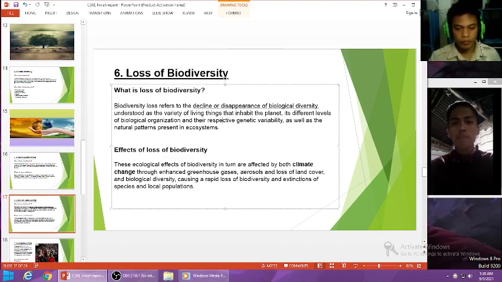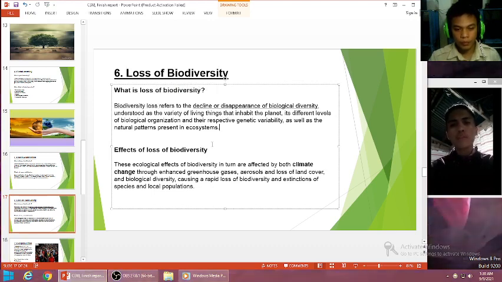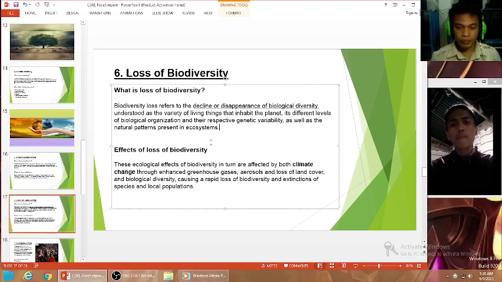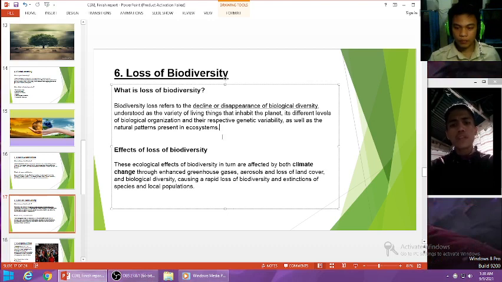Loss of biodiversity refers to the decline or disappearance of biological diversity, understood as the variety of living things that inhabit the planet, its different degrees of biological organization and their respective genetic variability, as well as the natural patterns present in ecosystems.